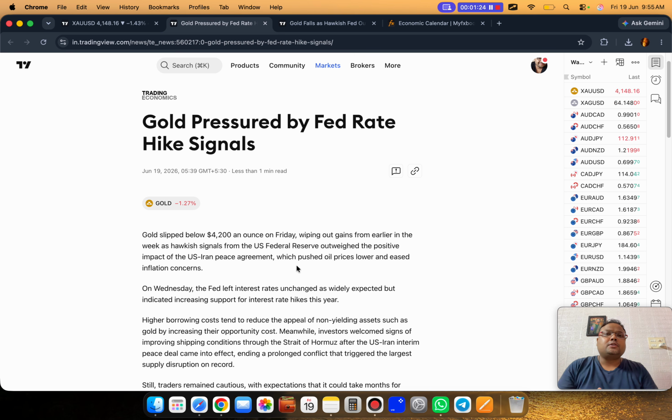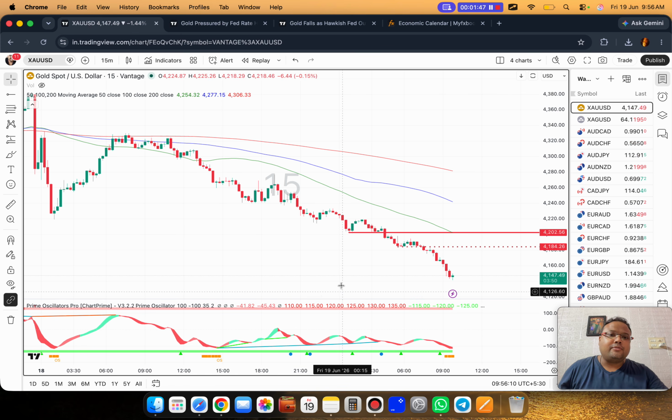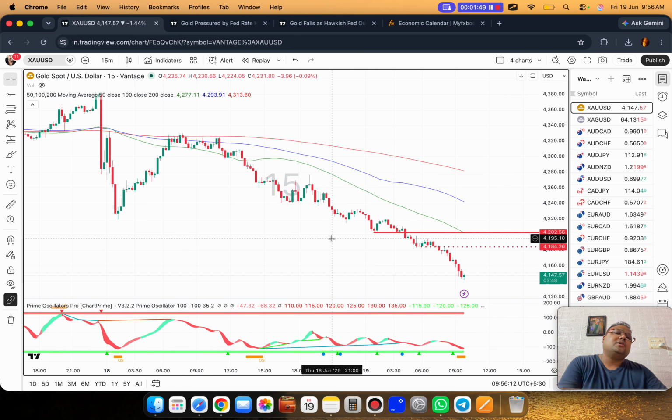concerns. As we all know, for the last couple of weeks, gold was under pressure because of the US and Iran war. But right now, gold is under the influence of interest rates, because though there was no rate hike, the market is expecting there will be rate hikes after a few months. So if there will be a rate hike, then yes, gold will be under pressure, because of which we can see this weakness going on in gold right now.